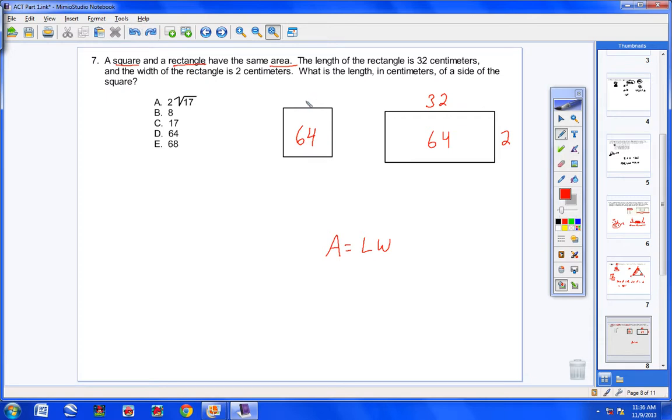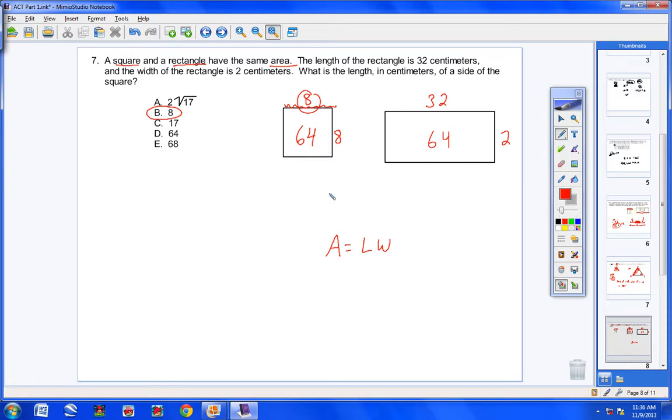The only two numbers that when multiplied together give me 64 that are the same number would be 8 times 8. Do you see it? So if 8 times 8 gives me 64 and they're both the same number, then the length of a side of the square has to be 8. It has to be. So there's the answer, 8.